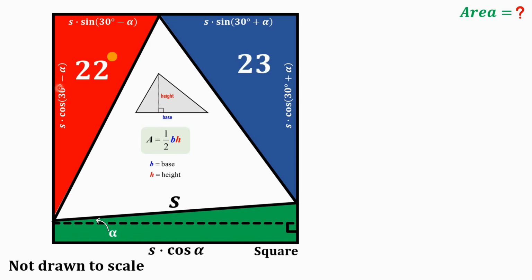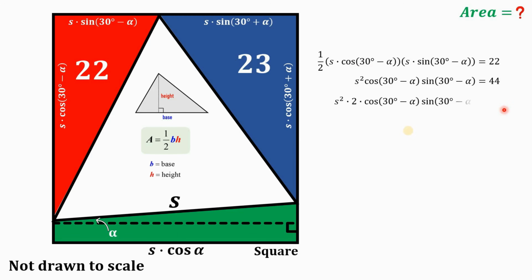So using the area of this red triangle, we can say that 1/2 times s times cosine of 30 degrees minus alpha times s times sine of 30 degrees minus alpha equals 22. Simplify. And now what we're going to do is to multiply both sides by 2. Why do we do that? Because of this identity. Our first hint, the double angle identity. Because 2 times sine theta times cosine theta is equivalent to sine of 2 times theta. In short, our equation simplifies to s squared times sine of 60 degrees minus 2 alpha equals 88.